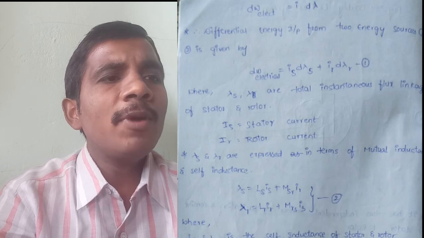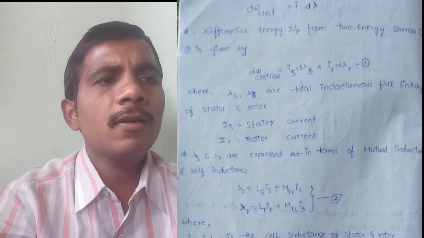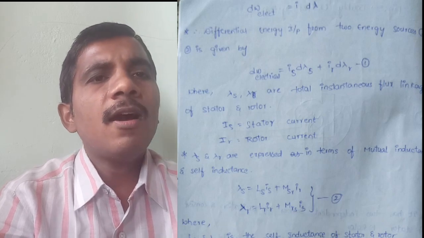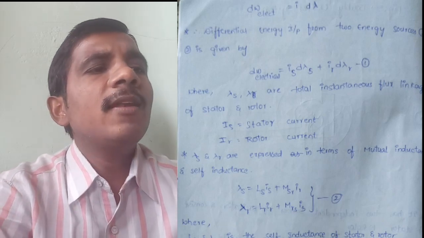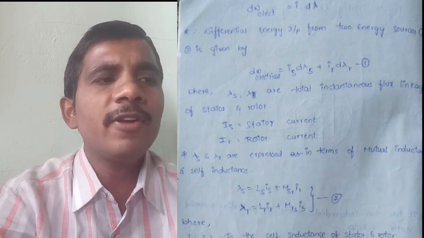Here lambda S and lambda R are the total instantaneous flux linkages of the stator and rotor. S stands for stator and R stands for rotor. Hence, lambda S and lambda R are expressed in terms of self-inductances and mutual inductances.